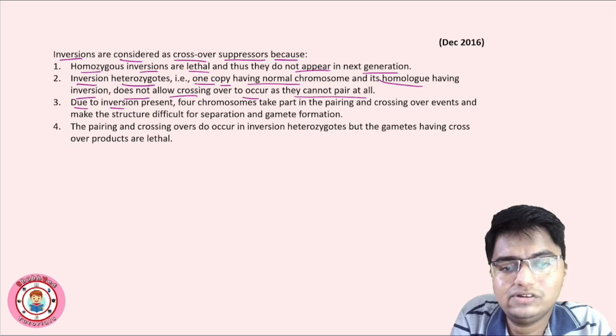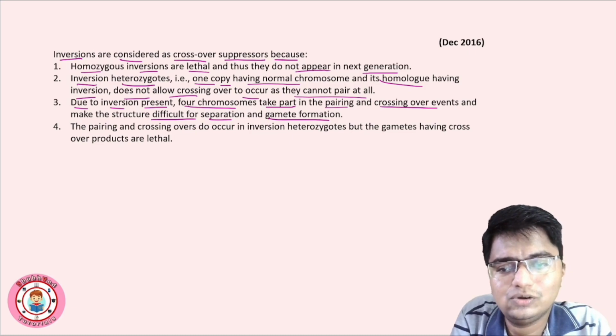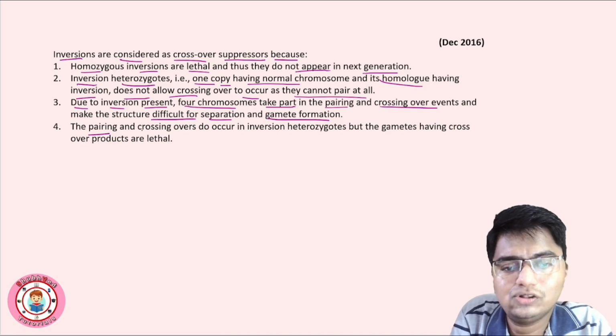Due to inversion, 4 chromosomes take part in the pairing and crossing over events and make the structure difficult for separation and gamete formation. No, 4 chromosomes do not take part in the pairing and crossing over. Make the structure difficult for separation and gamete formation. No, this is not connecting. Not accurate. The pairing and crossing over do occur in inversion heterozygotes.